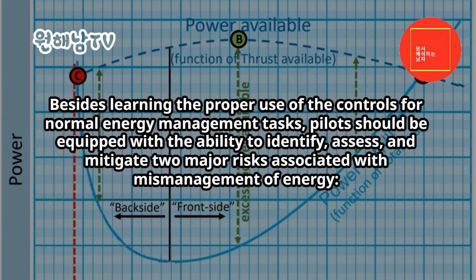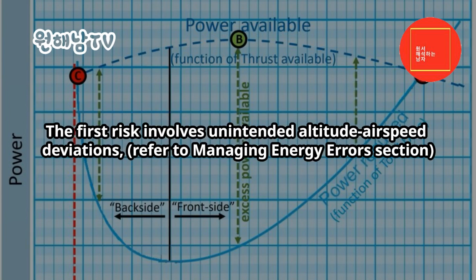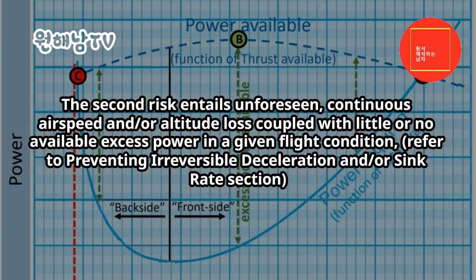Mitigating risks from mismanagement of energy. Besides learning the proper use of the controls for normal energy management tasks, pilots should be equipped with the ability to identify, assess, and mitigate two major risks associated with mismanagement of energy. 1. Unwanted deviations from the desired energy state, and 2. Unintentional, irreversible deceleration and/or sink rate causing depletion of mechanical energy. The first risk involves unintended altitude and airspeed deviations; refer to the Managing Energy Errors section. The second risk entails unforeseen, continuous airspeed and/or altitude loss, coupled with little or no available excess power in a given flight condition. Refer to the Preventing Irreversible Deceleration and/or Sink Rate section.